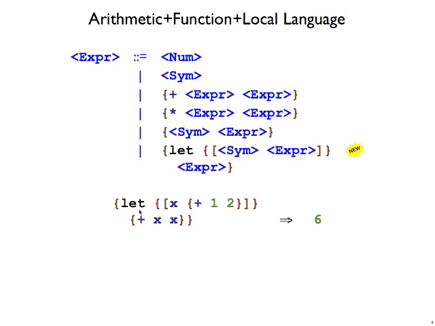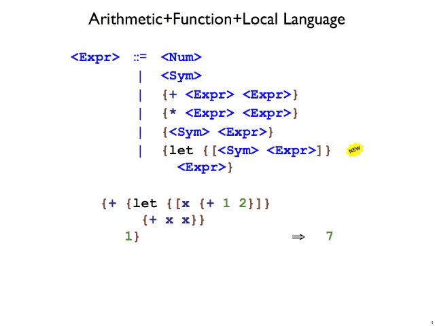The intent of this form is to locally bind this identifier to the result of evaluating this expression. So the idea is that you evaluate plus 1, 2 to get 3 first, and then wherever you see x in the body of the let, that is this expression here in the grammar, whenever we see x, it gets replaced by 3, and that's how we get 6 out.